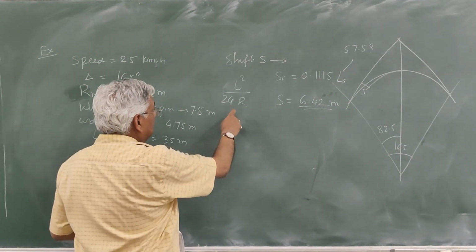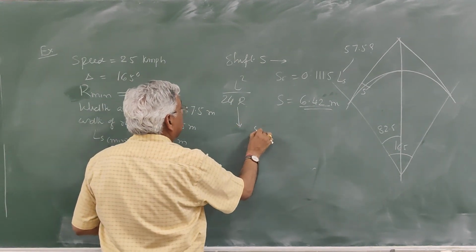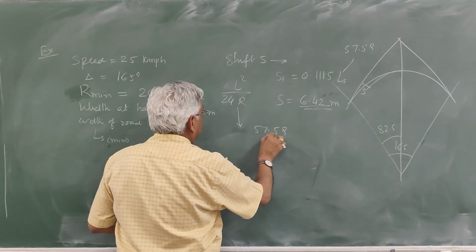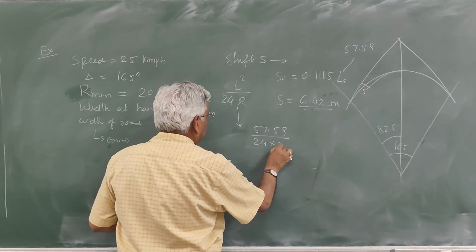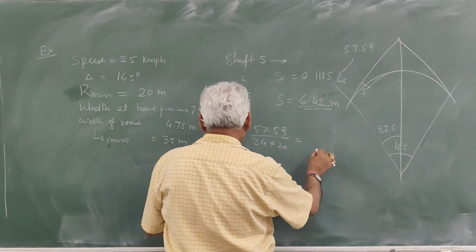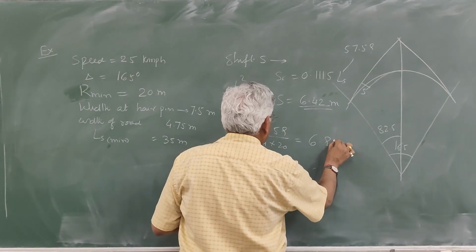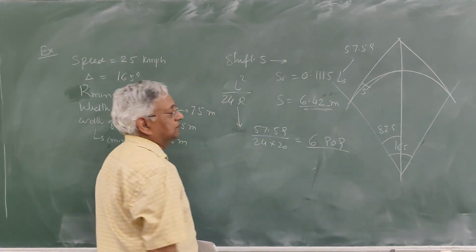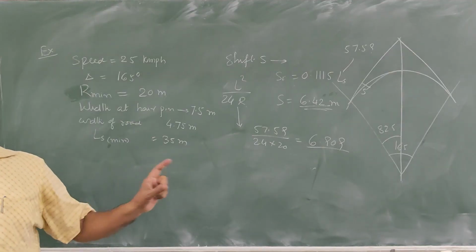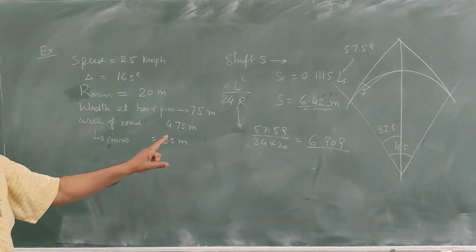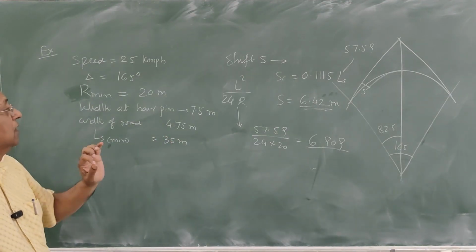If you calculate using this equation, it will be 57.59 square upon 24 into 20. This will be 6.909. So that is the difference between the approximation and the actual value, about 0.5 meter.